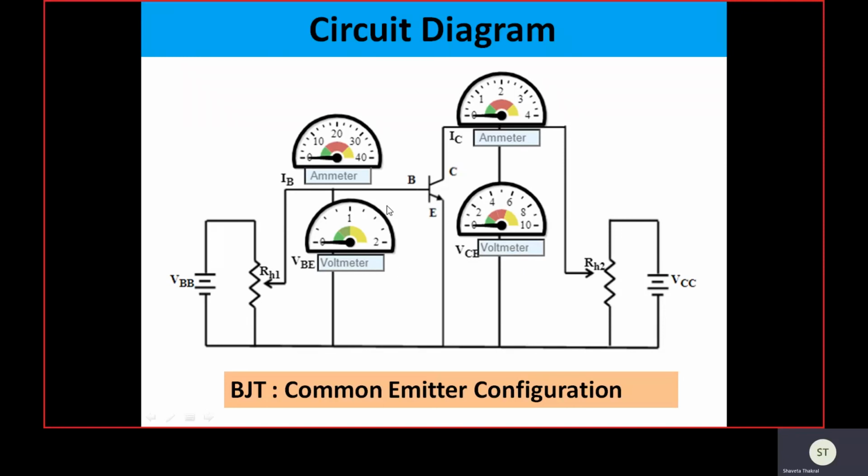One is to measure the voltage between base and emitter, and the other is to measure the voltage between collector and emitter, and two regulated power supplies are connected here. With the help of a rheostat we can vary these two voltages. One power supply is connected at the base terminal, designated as VBB, and the other power supply is connected at the collector terminal, designated as VCC.